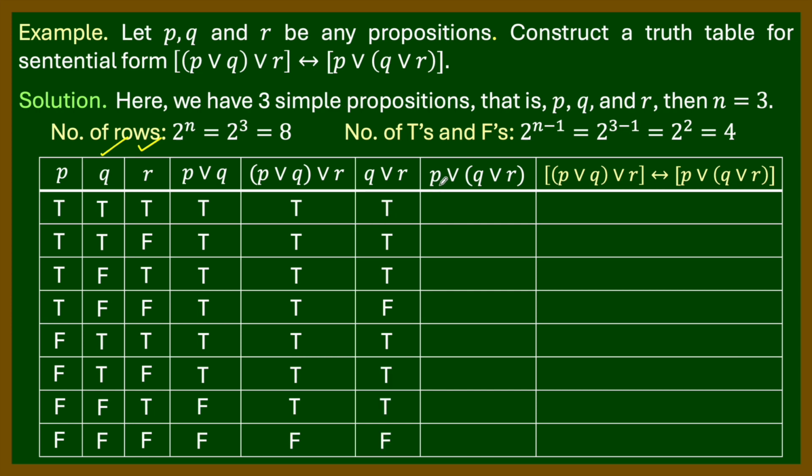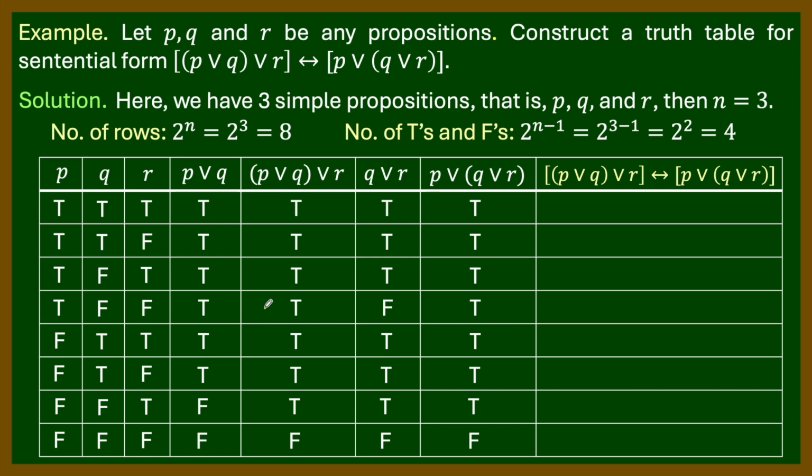Let's have P disjunction of Q disjunction R. T disjunction T, true. Same reasoning. F disjunction T, that will be true. T disjunction F, true. Same reasoning. And lastly, F disjunction F, which is false.